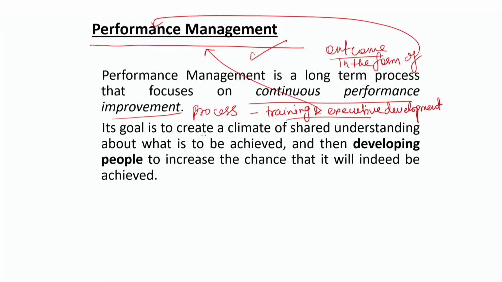Its goal is to create a climate of shared understanding about what is to be achieved. So the major question here is that the goal should be clear to the individual, and then developing the people, that is with the help of training and executive development. What exactly are we doing? We are increasing the chances that the goal will be achieved by the individual and eventually by the organization. So before we go for performance appraisal, we try to have good performance management in the organization.